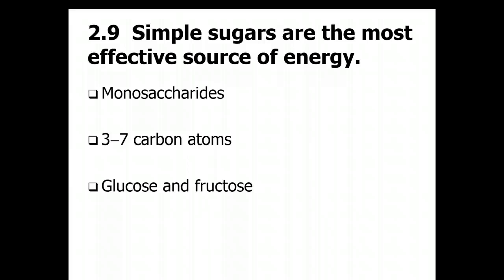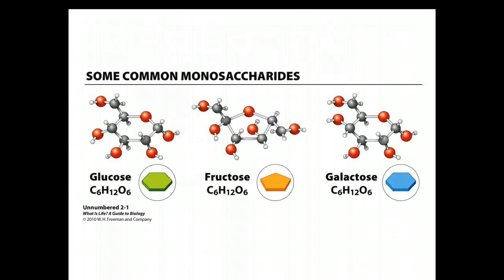Simple sugars are the most effective source of energy. Mono meaning one, saccharide meaning sugar. Saccharide is Greek for sweet tasting or sweetness, so saccharide is referring to a sugar. Mono is 1. 3 to 7 carbon atoms. Glucose and fructose are good examples of monosaccharides, very common forms of sugars.